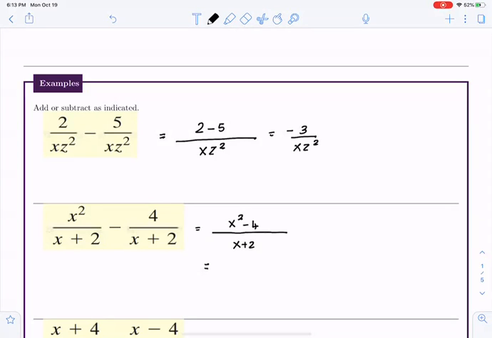So the numerator is of the form x squared minus 2 squared, which is a special product. So I can write it as x plus 2 times x minus 2 divided by x plus 2. X plus 2 would go away, so the answer is simply x minus 2.